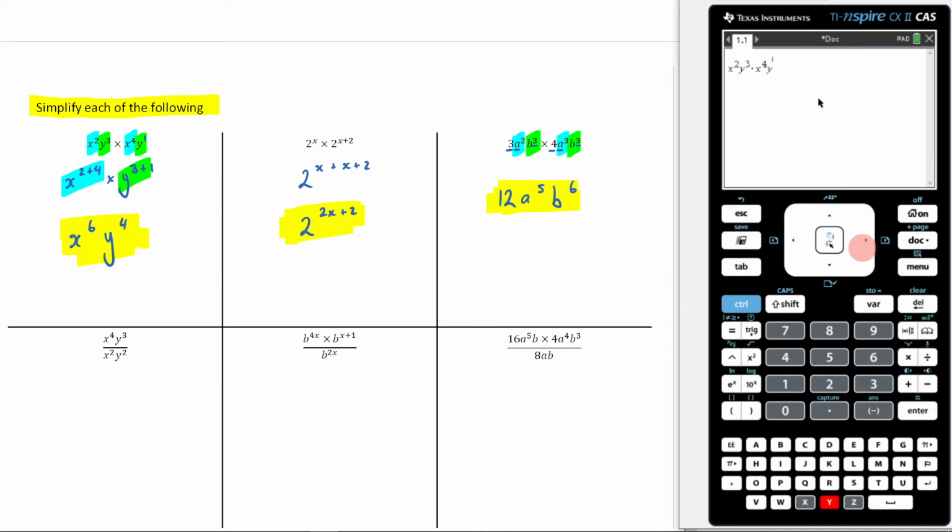And if I hit enter, hopefully I get x to the 6, y to the 4. And that is exactly what we see here. And I could do this for any of these here and get those same answers. So just make sure you can do this with your CAS. And I definitely recommend that as you're going through your exercise, you've got your CAS with you and you can do every question with your CAS as well as by hand. All right, I'll see you in the next part.